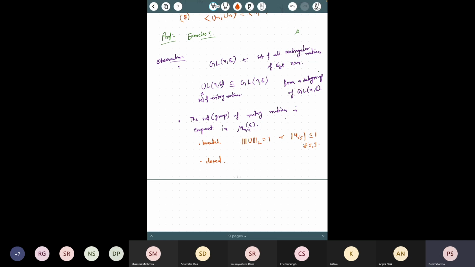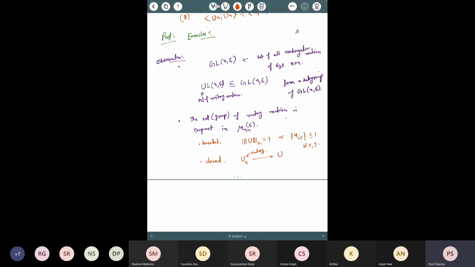Why is this closed? Take any sequence of unitary matrices, a convergent sequence. Let's say U_k is a sequence of unitary matrices that converges to a matrix U. Now if you show that this U is also unitary, then you can say that this set is closed.